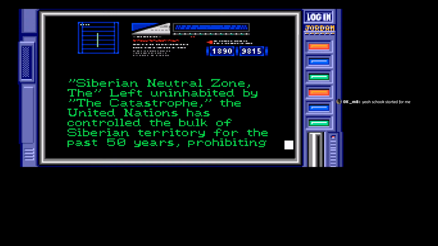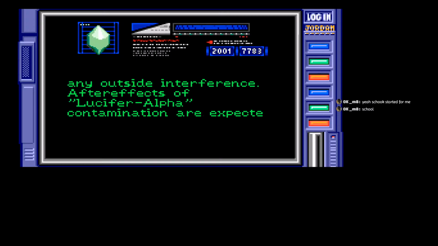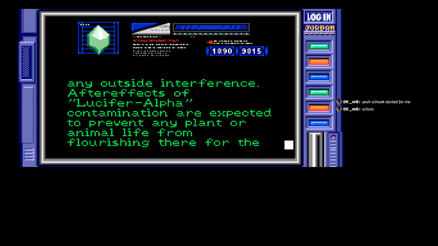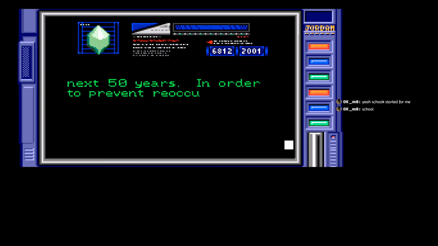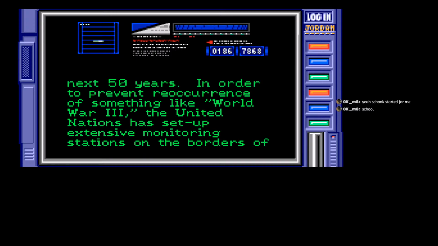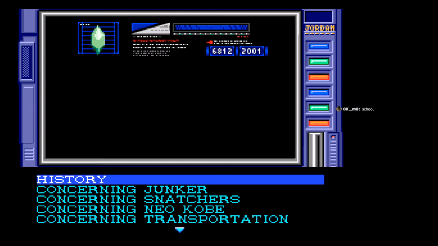Siberian Neutral Zone. Or the Siberian Neutral Zone. Left uninhabited by the catastrophe, the United Nations has controlled the bulk of Siberian territory for the past 50 years, prohibiting any outside interference. After effects of Lucifer Alpha contamination are expected to prevent any plant or animal life from flourishing there for the next 50 years. In order to prevent reoccurrence of something like World War III, the United Nations has set up extensive monitoring stations on the borders of the region.